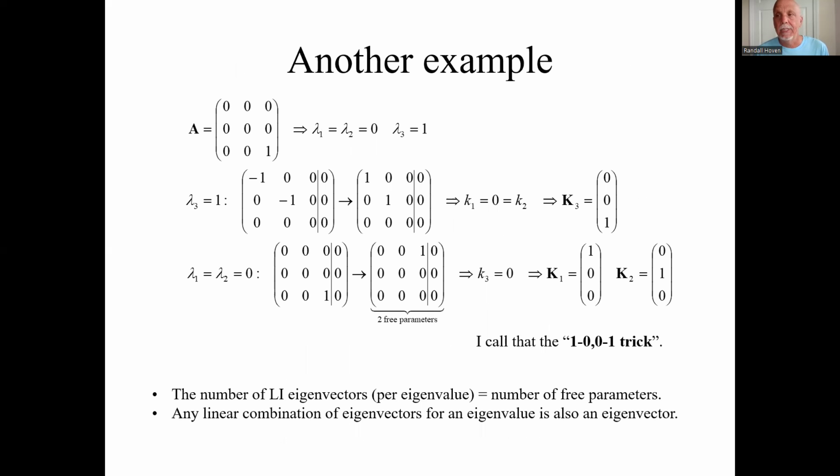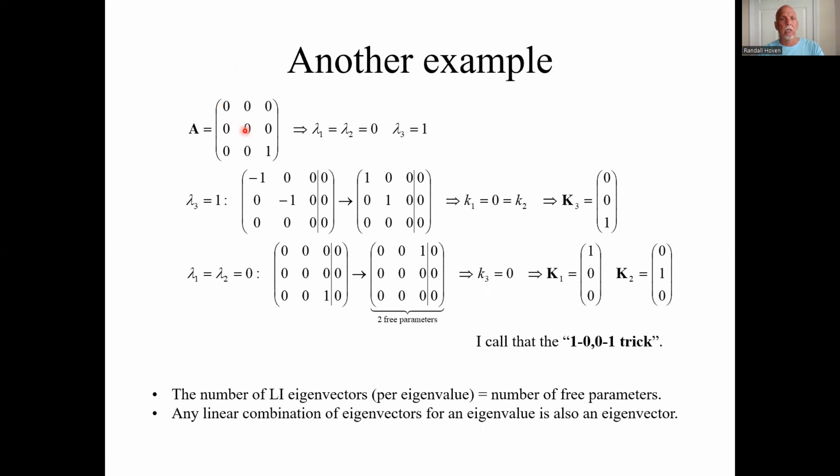Let's see what happens in this case. We'll do this the hard way first. Later in the course, there'll be an easier way to do this particular problem. But here, it's a diagonal matrix or triangular matrix. So the eigenvalues are just the main diagonal terms. So 0 is a repeated eigenvalue, and then we have 1. Let's do the 1 first, the distinct one first.